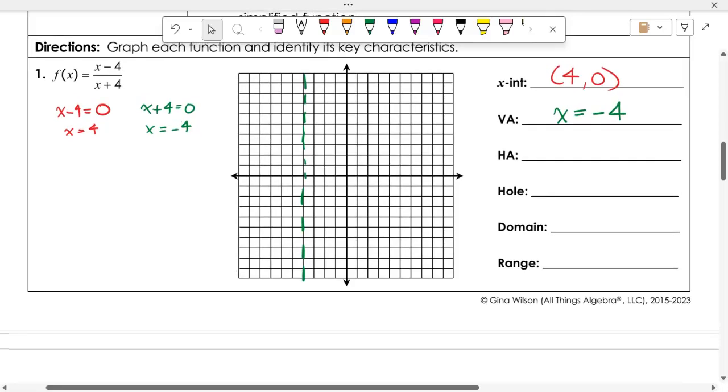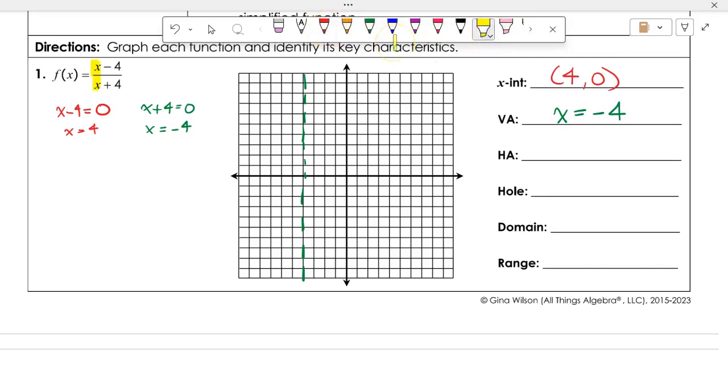So when I come down here, again, I don't care about this negative 4 and this positive 4. All I'm looking at for the horizontal asymptote is whichever variable has my highest degree. Those both have a degree of 1, so they're equal. What is it when they're equal? Bottom equals top, coefficients. So this is going to be y equals 1, because my coefficients here are 1 and 1. 1 divided by 1 is 1.